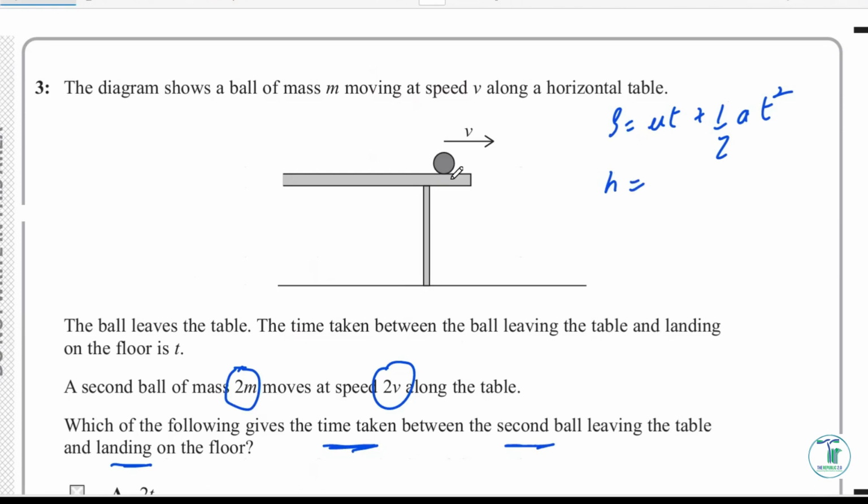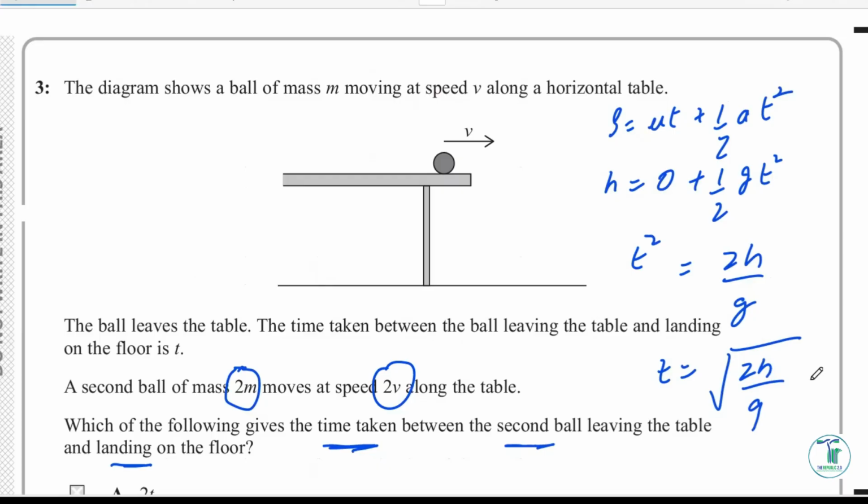The initial velocity of the ball has to be 0. So 0 plus 1 by 2 gt square. From this expression, t square should be equal to 2h upon g, meaning thereby t is equal to the square root of 2h upon g. What does that mean? That the time would always be the square root of 2h upon g. So it is not affected by the mass, it is not affected by the velocity. It is just affected by the height and the gravitational acceleration.